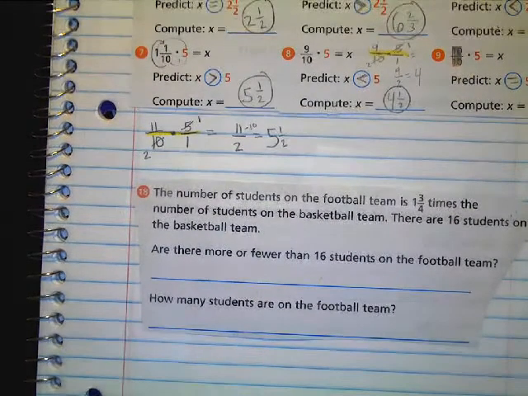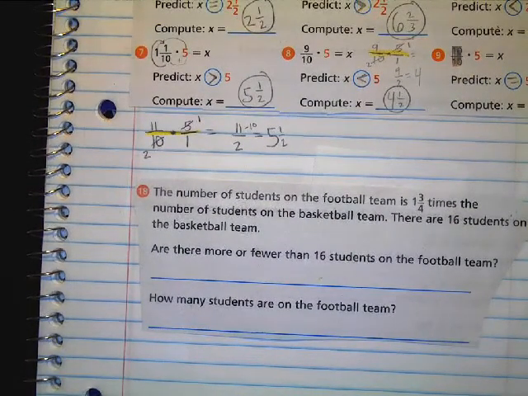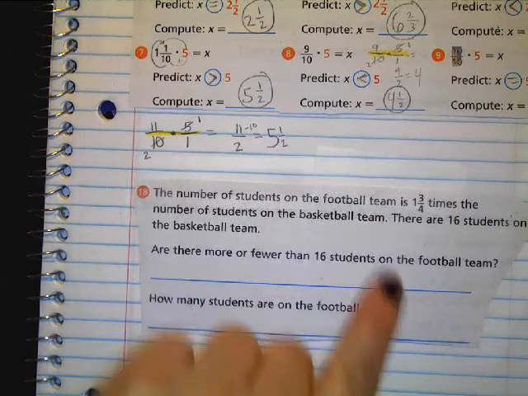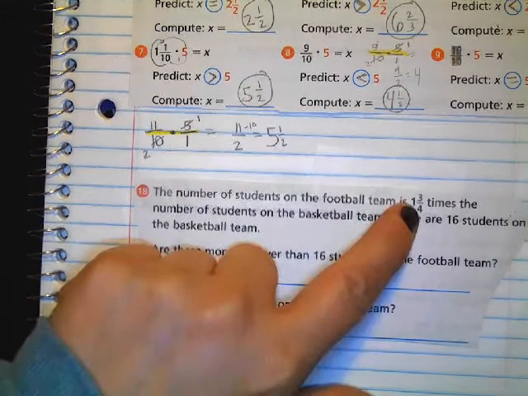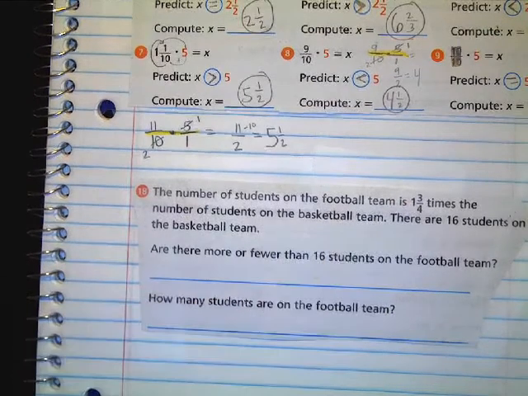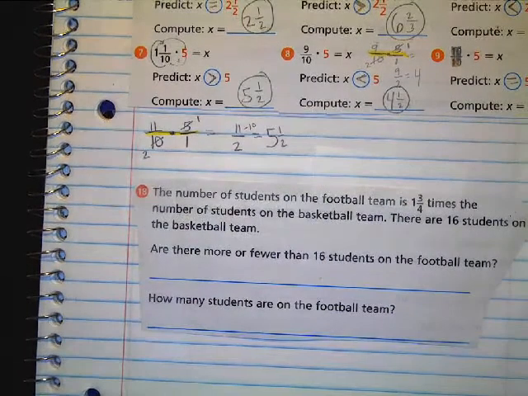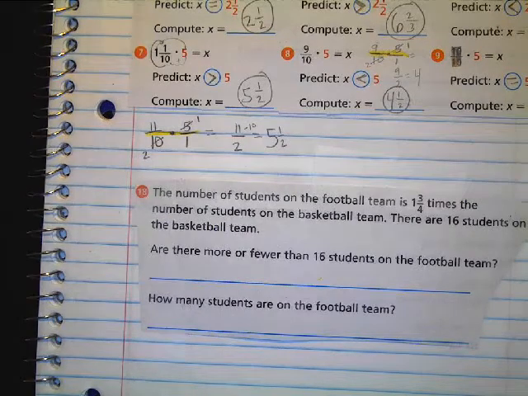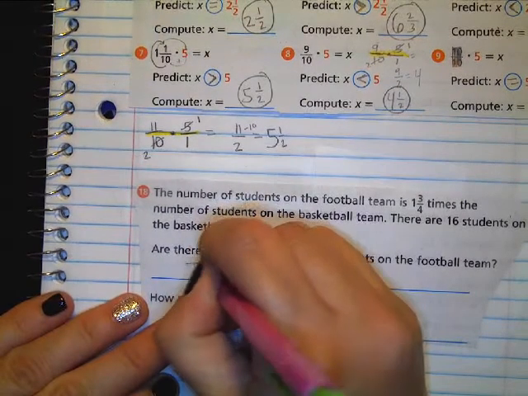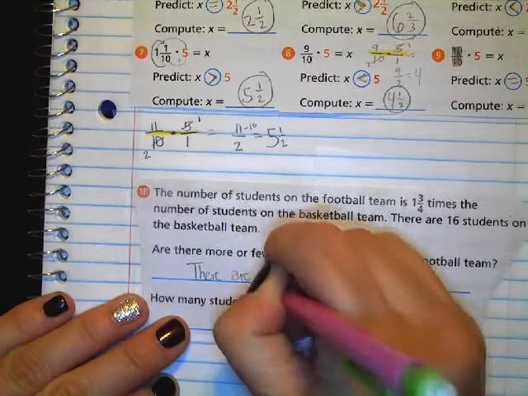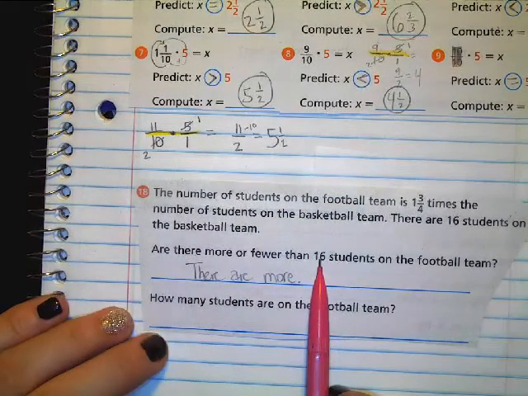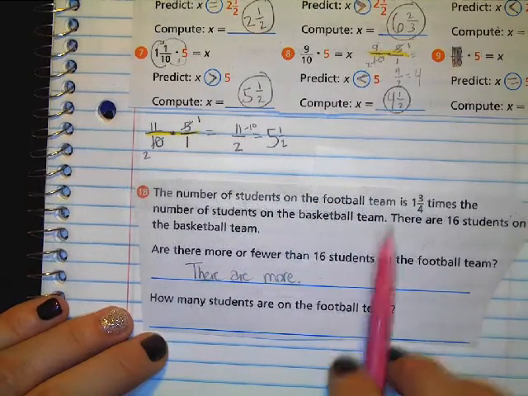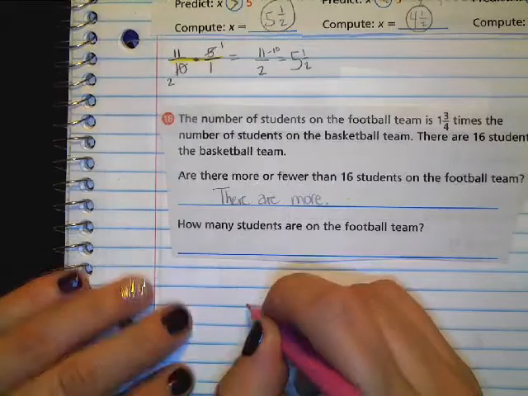Number 18, I want you to read that problem and really think through what it's asking. The number of students on the football team is 1 3/4 times the number of students on the basketball team. It means there's a little more because they have 1 would be equal to, plus they have a little bit more. There are 16 students on the basketball team. Are there more or fewer than 16 students on the football team? We already just answered that. There are more.